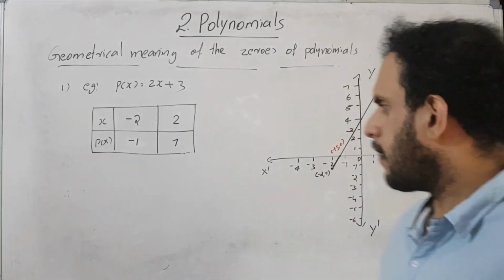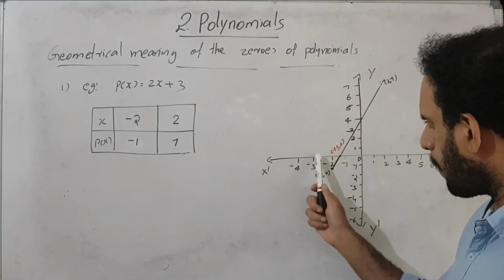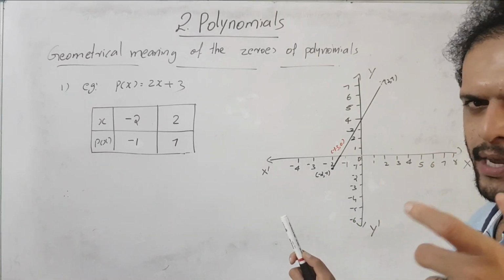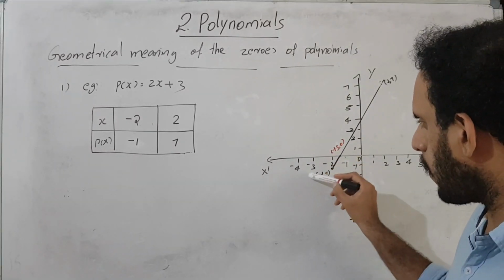Okay. If the graph is passing through the number -3, then what is the 0 of that equation? The 0 of that equation is -3.